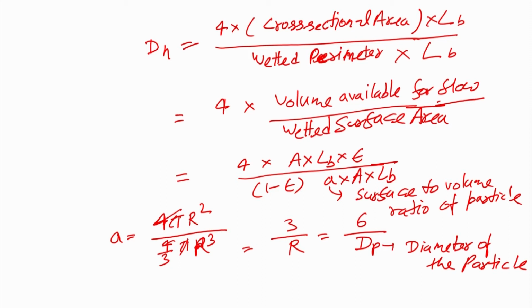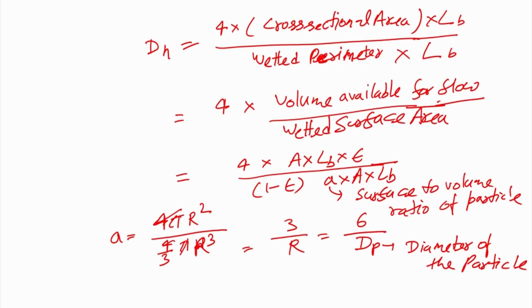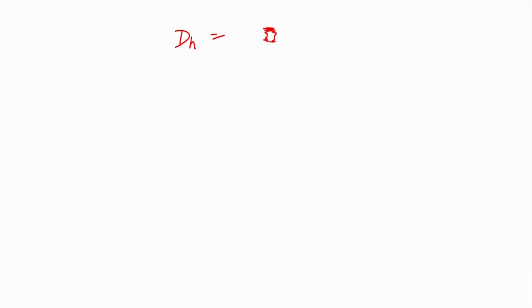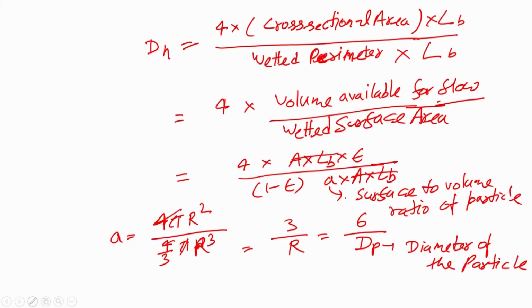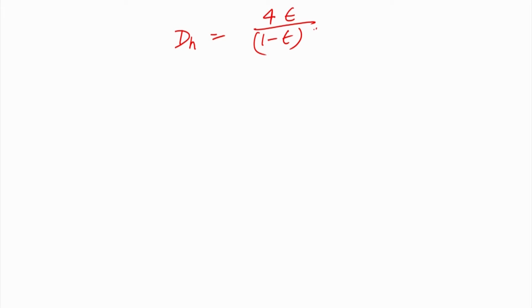Now, you can replace this a value here and you can calculate the dh. So, now the dh will be, I will just modify the dh here again. a and lb will be cancelled out, it will be 4 epsilon upon 1 minus epsilon into a. So, this will be 4 into epsilon upon 1 minus epsilon into a, and a is what? It is 6 upon dp. So, it means you can write it as 4 upon 6 epsilon upon 1 minus epsilon into dp, that will be the dH value.